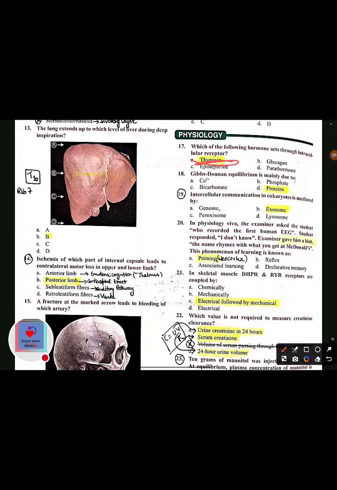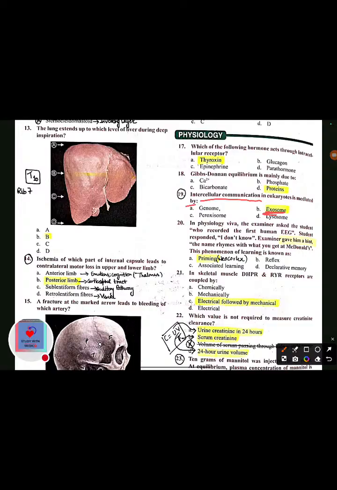Gibbs-Donnan equilibrium is mainly due to proteins. Intercellular communication in eukaryotes is mediated by exosomes.